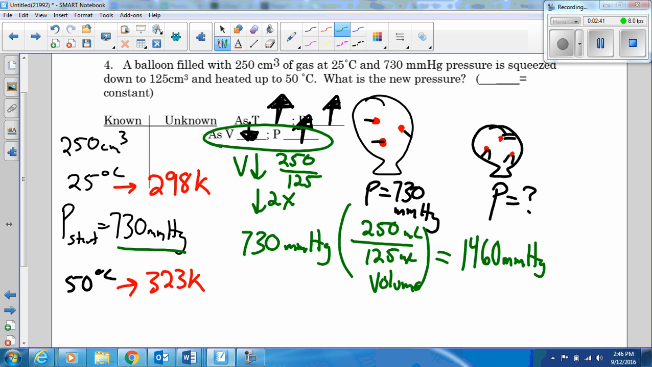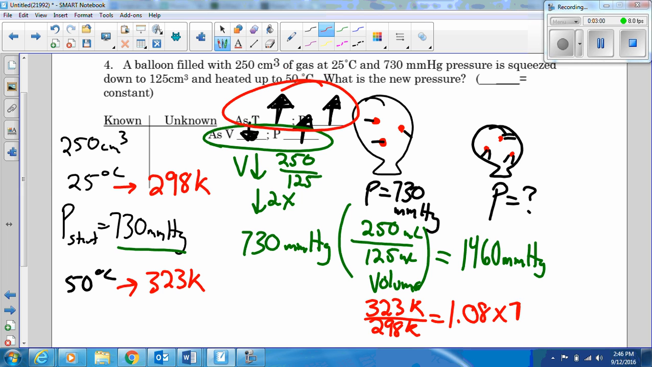But we're also changing the temperature right here. So I wonder how much bigger the temperature gets. So when I look at that, the temperature gets to 323 K, and it starts at 298 K. So that's 1.08 times bigger. So to figure that out, I'm going to put that right here. The pressure was 1460, but because of the temperature, it's going to get 1.08 times bigger. I'm just going to multiply those 2 things together.